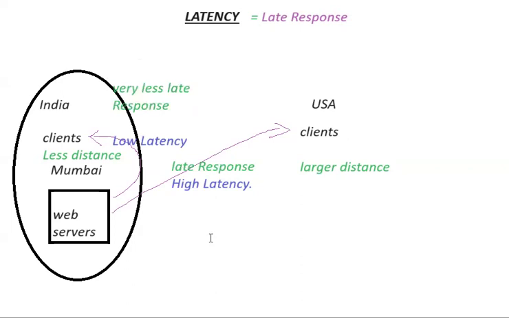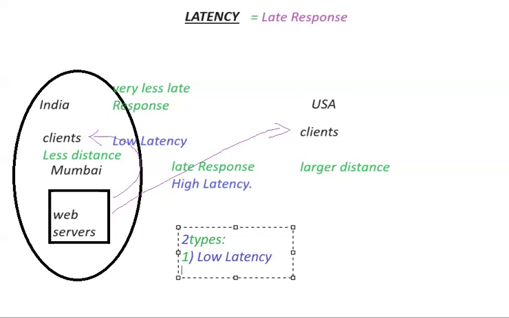Based on this, can you tell me how many types of latencies we have? We have mainly two types of latencies. Now you can tell me what the two types are. What is the first one? That is low latency.